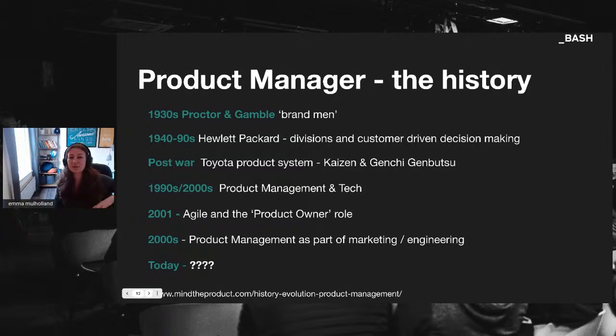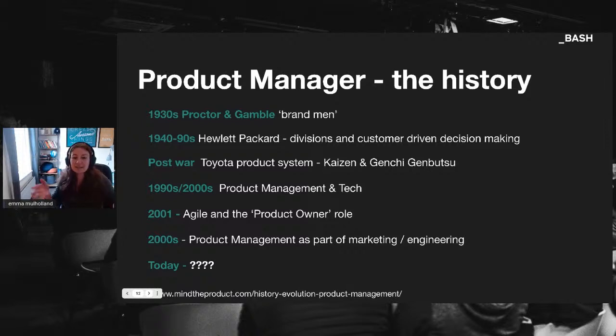So originally in the 1930s, Procter and Gamble came up with this concept. The name has now escaped me, but one of the key people at Procter and Gamble wrote this memo about how you should approach conceiving and selling a product. And he came up with this concept of brand men and brands in general and the creation of brands. And that kind of drove consumerism, I guess, for the next 40, 50, 60, 70 years onwards. And that is pretty much the roots of product management, because that's where we come from. A lot of what we do still links into that.